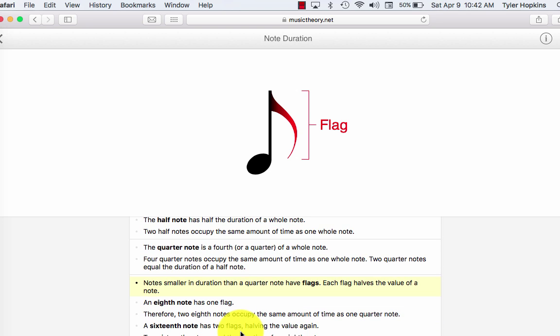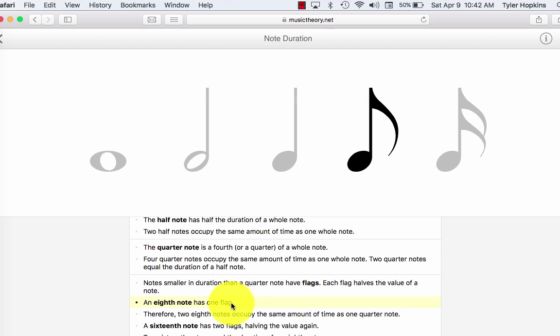Notes smaller in duration than a quarter note have flags. Each flag halves the value of the note. An eighth note has 1 flag, as you can see here. It is off of the note stem, and it is a nice flag.